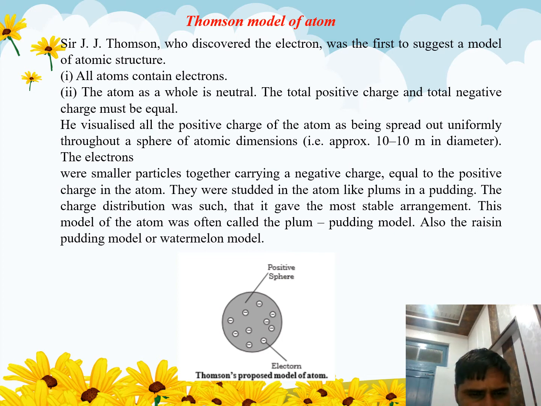pudding. Charge distribution was such that it gives a more stable configuration, and this model of atom was often called the plum pudding model. This is called the plum pudding model, or raisin pudding model or watermelon model. But this model has certain shortcomings or drawbacks.